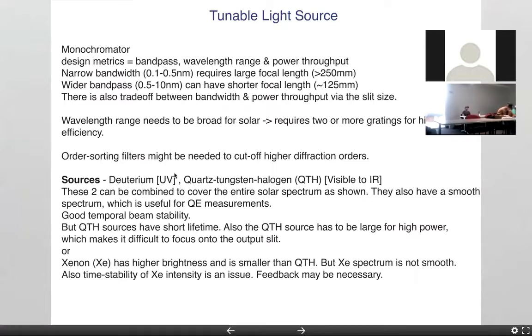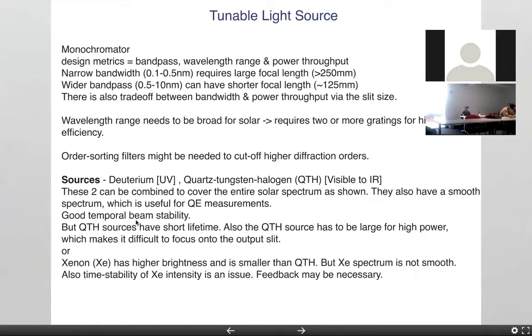Sources we saw before, it can be deuterium lamp, which is a UV lamp. Or it can be a quartz tungsten halogen, which goes from visible to IR. These two can be combined to cover the entire solar spectrum, as shown. They also have a smooth spectrum, which is useful for QE measurements, so you don't have these very large spikes.